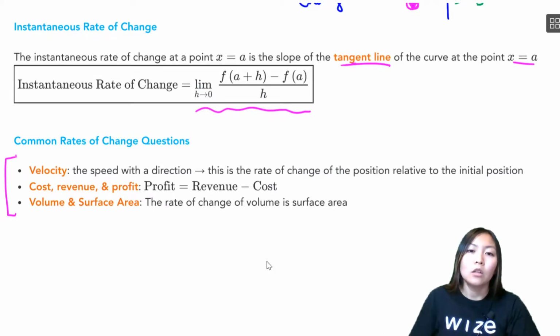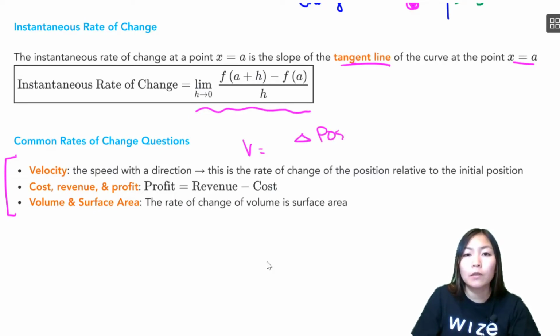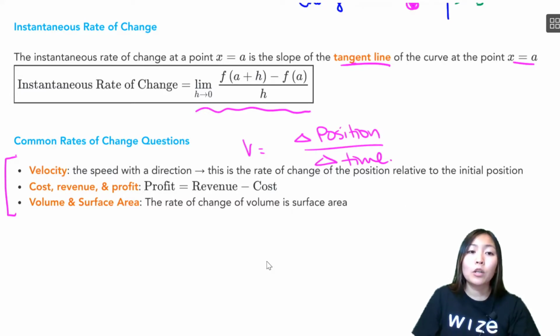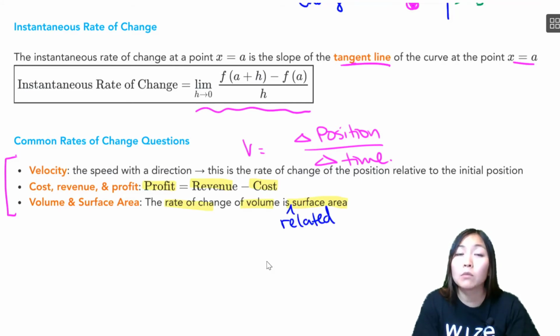That's a velocity. So the velocity could also be thought of as the rate of change of the position relative to the initial position. So velocity could be seen as the rate of change, so the change in your position, divided by the change in time. Okay? Some questions will also involve cost, revenue, or profit. And just a quick reminder, the relationship between these three terms is that profit is revenue minus cost. Okay? Volume and surface area. A lot of times the rate of change of volume is related to surface area. I should say related here because sometimes it's not exactly, it'll differ by a constant, but usually the rate of change is highly related to the surface area.